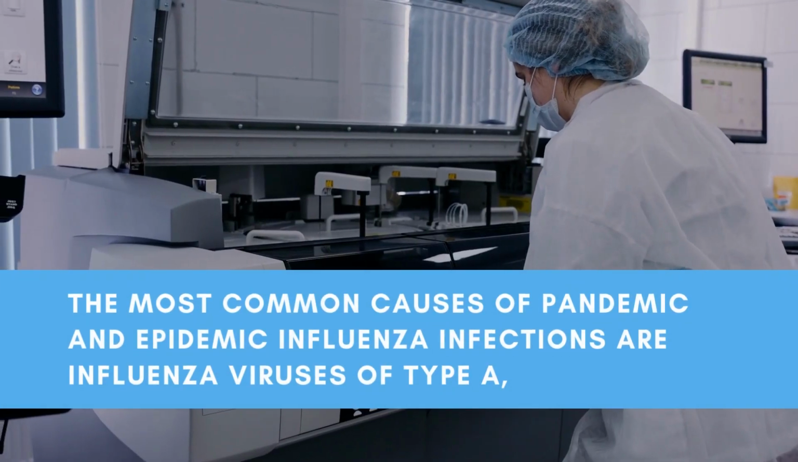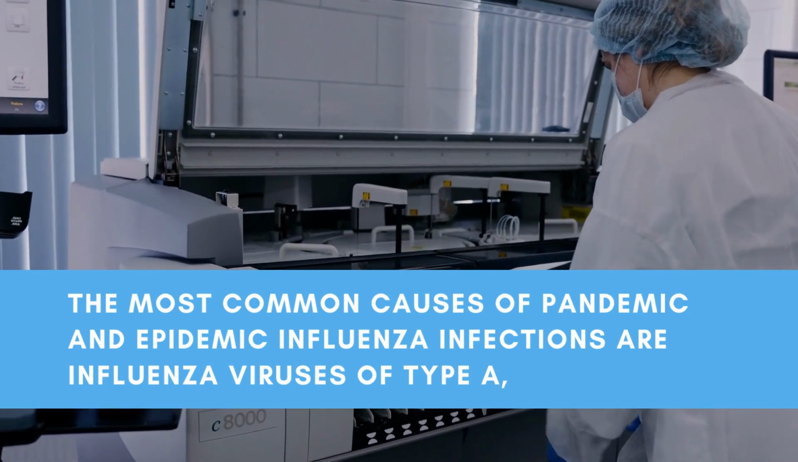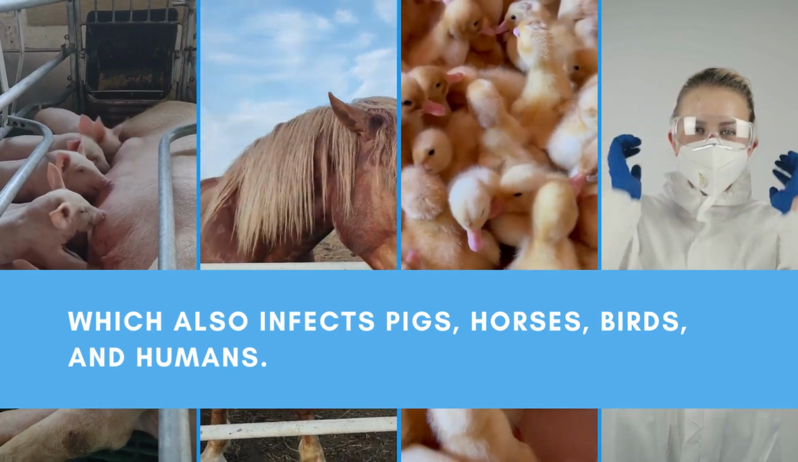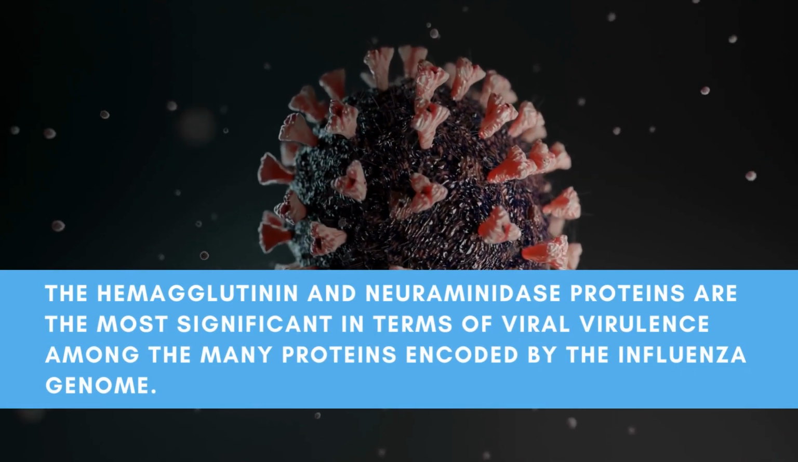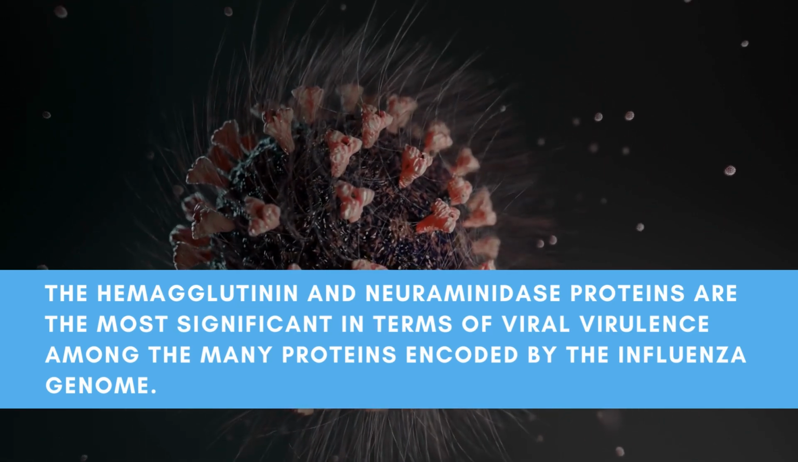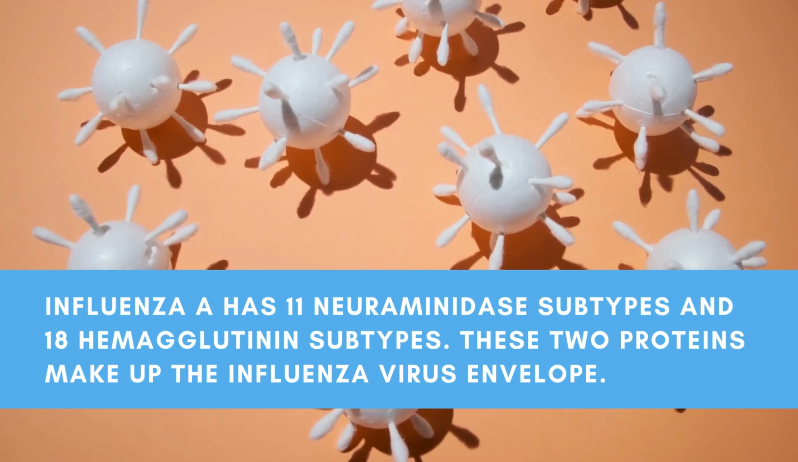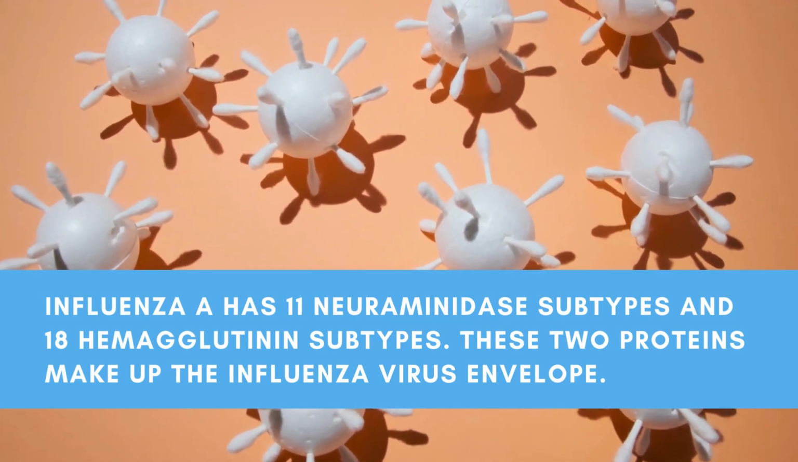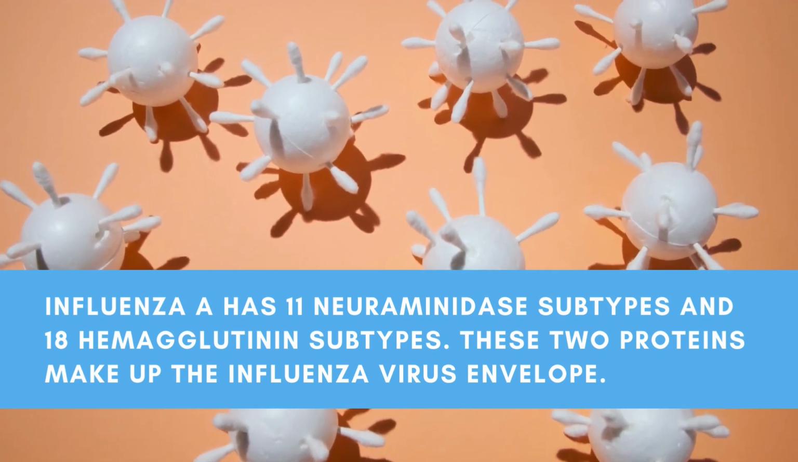The most common causes of pandemic and epidemic influenza infections are influenza viruses of type A, which also infect pigs, horses, birds, and humans. The hemagglutinin and neuraminidase proteins are the most significant in terms of viral virulence among the many proteins encoded by the influenza genome. Influenza A has 11 neuraminidase subtypes and 18 hemagglutinin subtypes. These two proteins make up the influenza virus envelope.